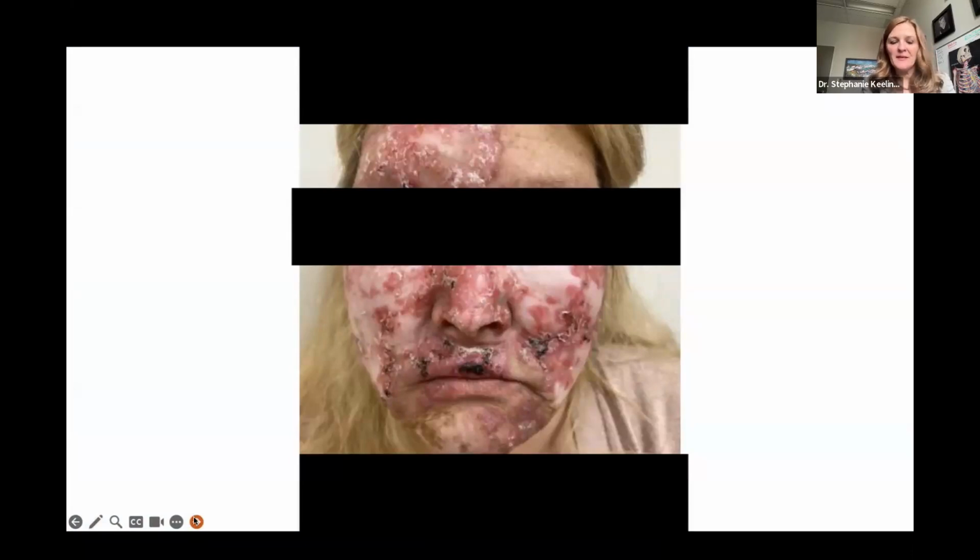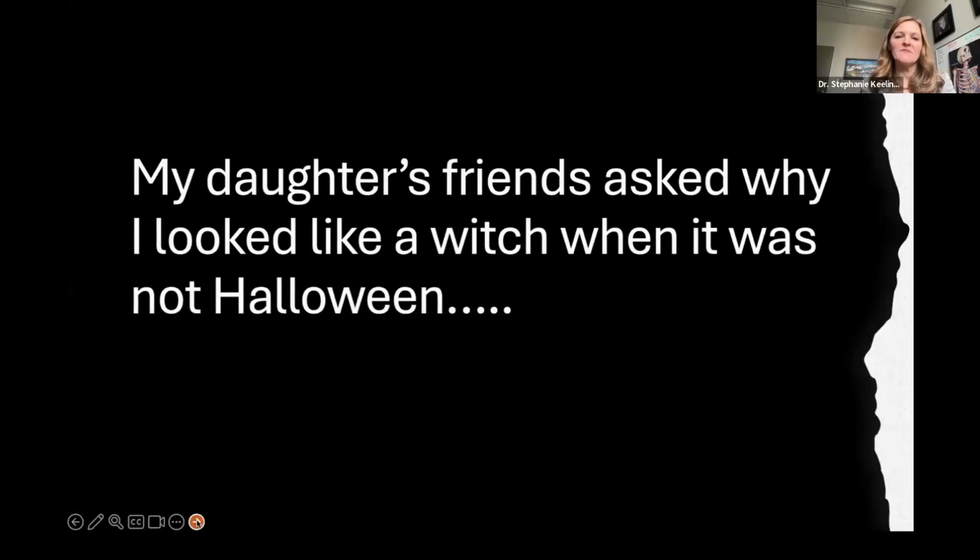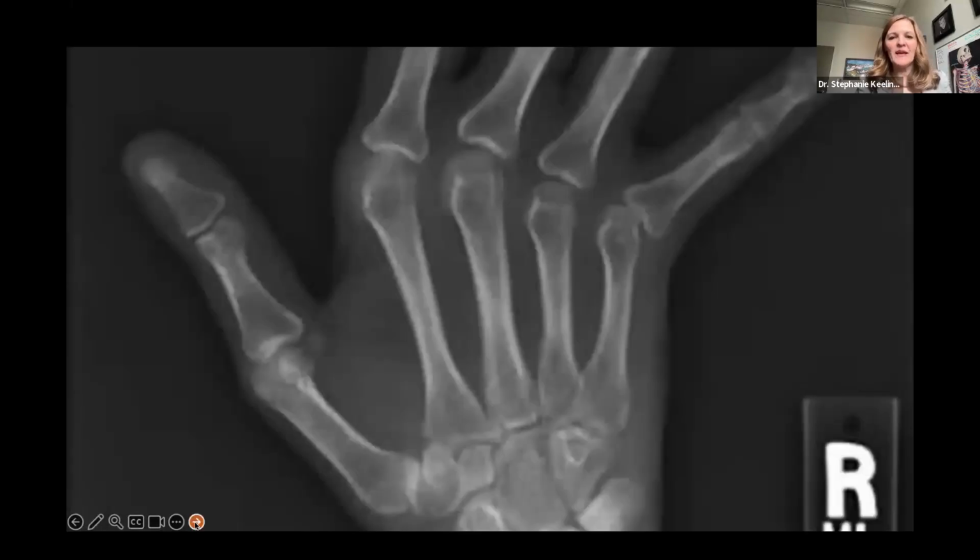She tried many therapies over the past 2 decades, but she lived a really sad, complex life because of how disfiguring it was. Her daughter's friends would ask why she was looking like a witch when it wasn't Halloween. So I tried to imagine what her life must have been like, and still is.